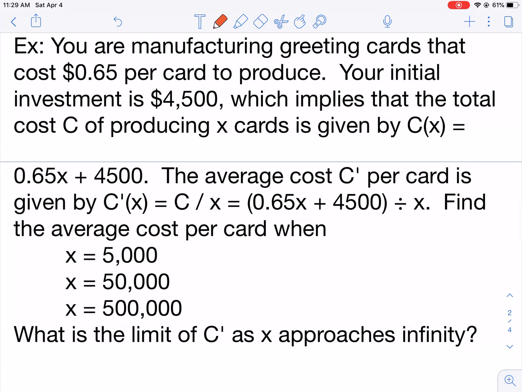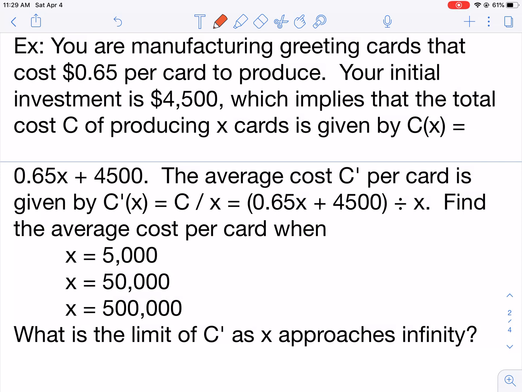Anyways, here is our last example, our story problem. Okay, so it's not that bad. We're still doing limits, so it's nothing new. It says you're manufacturing greeting cards that cost 65 cents per card to produce. Your initial investment is $4,500, which implies that the total cost C of producing x cards is given by this function. So the average cost C prime per card is given by C prime of x equals C over x, which is that. Find the average cost per card when x is 5,000, 50,000, 500,000, and the limit of C prime as x approaches infinity.